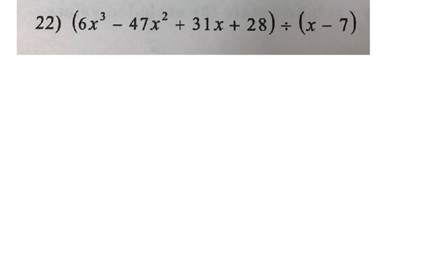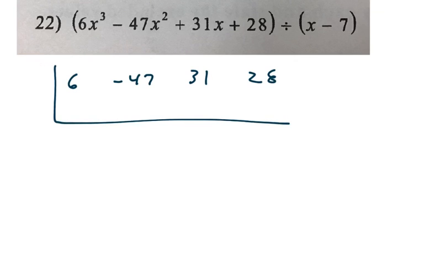Okay, one more time with synthetic. I'm just going to copy down the 6, the negative 47, the 31, the 28. I know 7 makes it 0. I'm going to start by bringing down my first number, 6. When I multiply those together, I get 42.